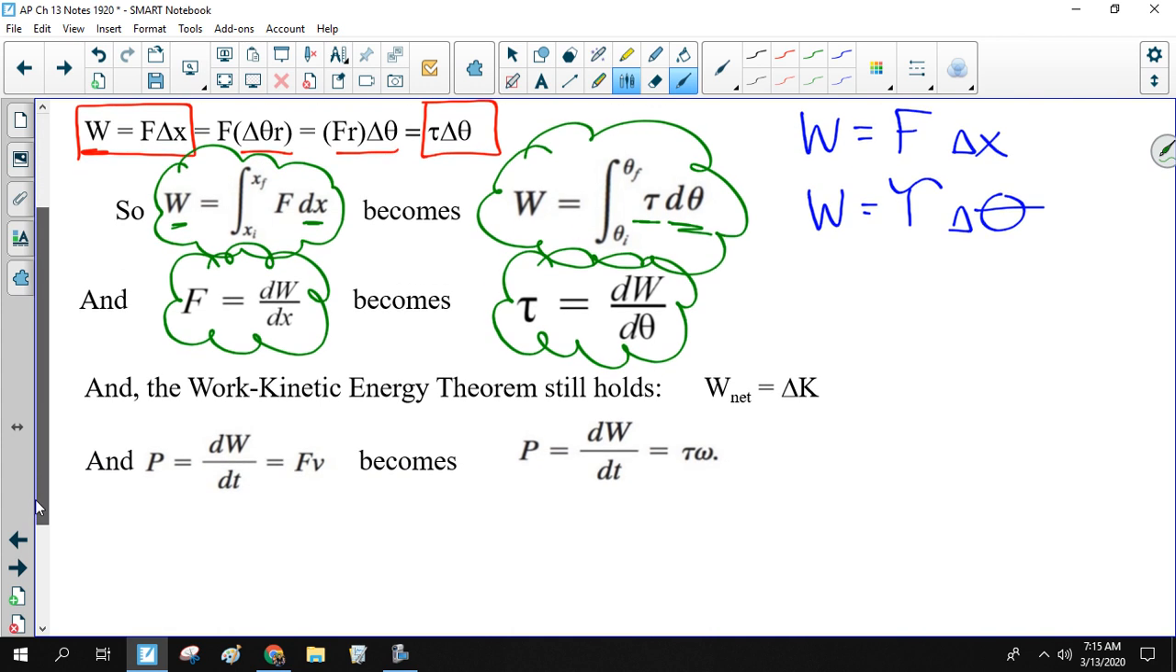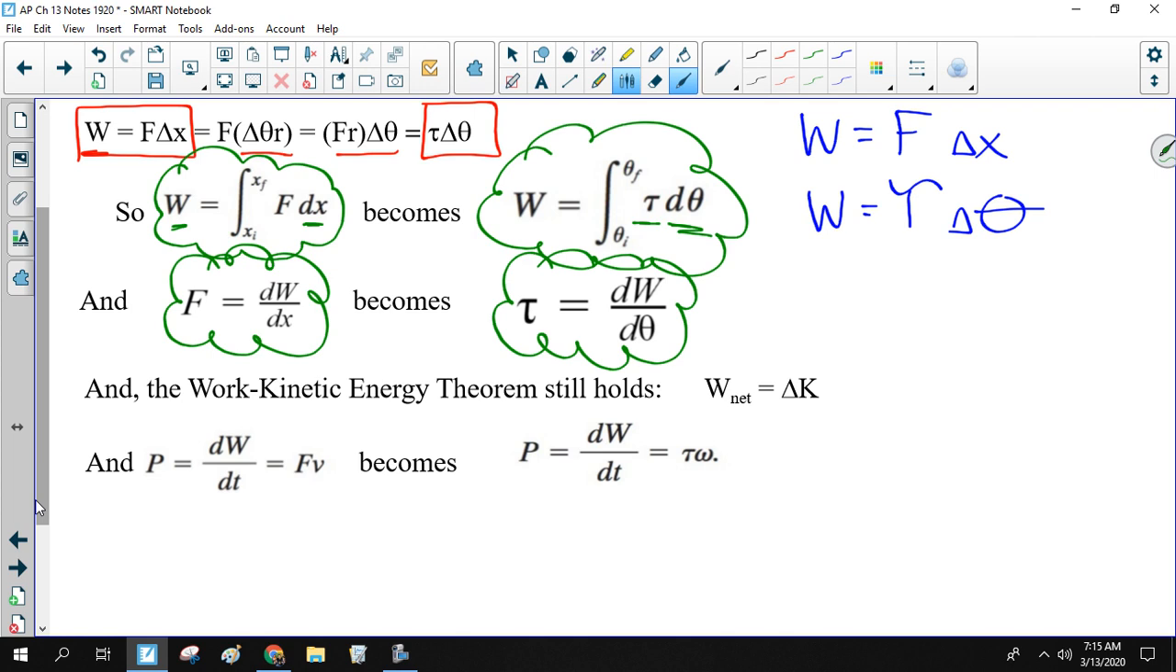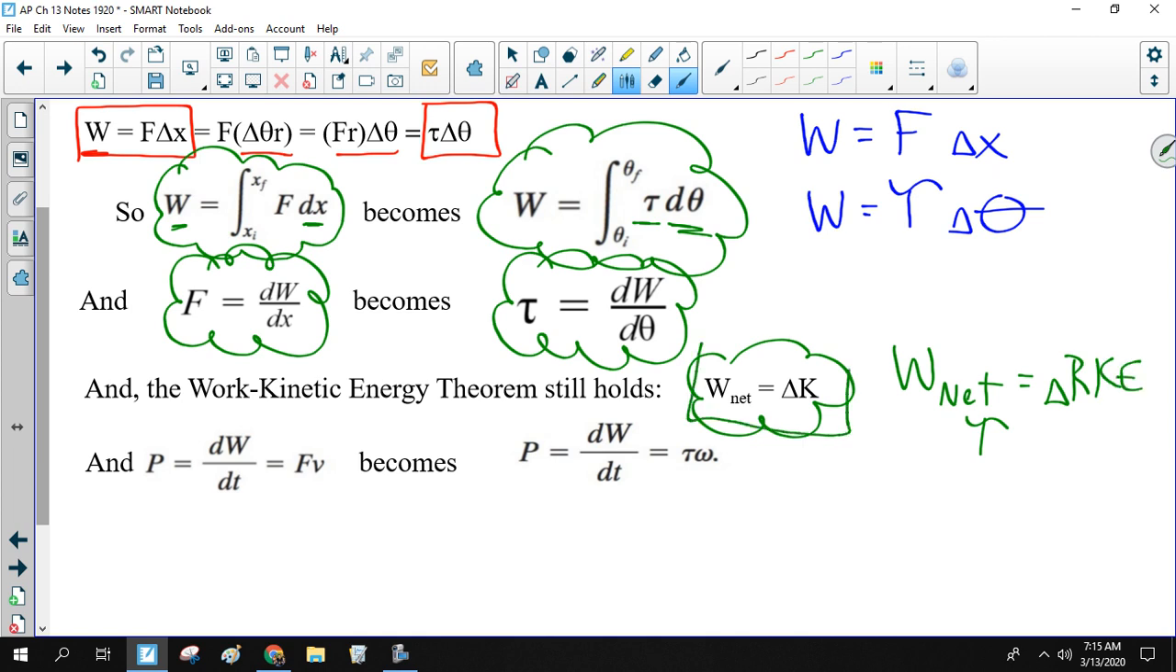We had previously learned the work-kinetic energy theorem, right? That the net work is equal to the change in kinetic energy. Similarly, the net work done by torques is equal to the change in rotational kinetic energy. I guess I should write that. The net work done by torques is equal to the change in rotational kinetic energy. And this really still works.